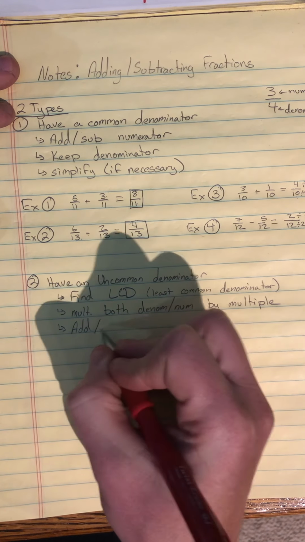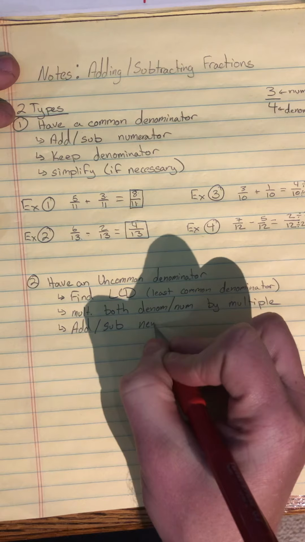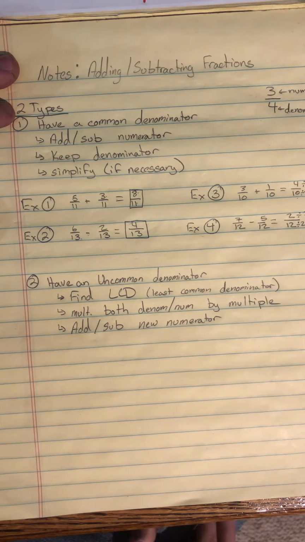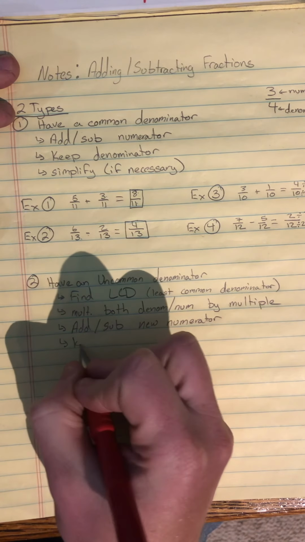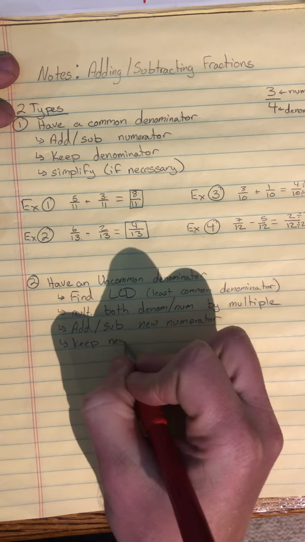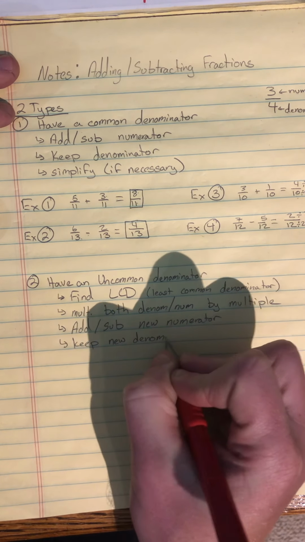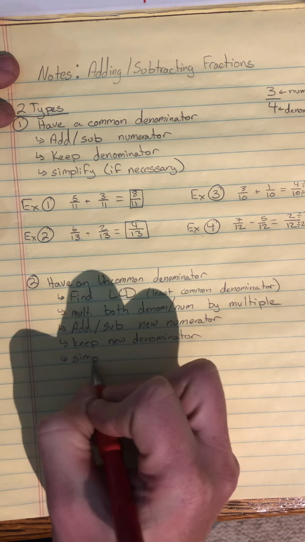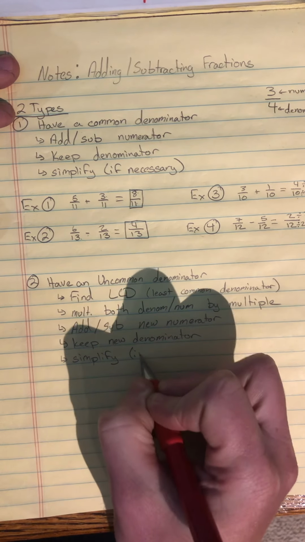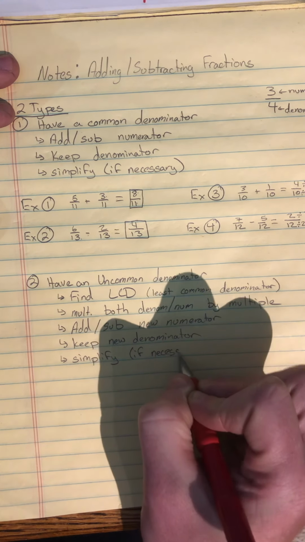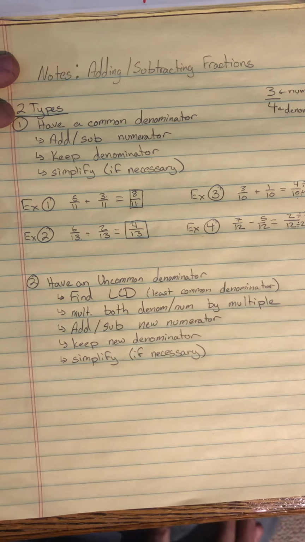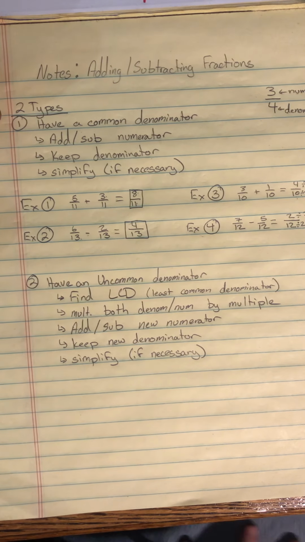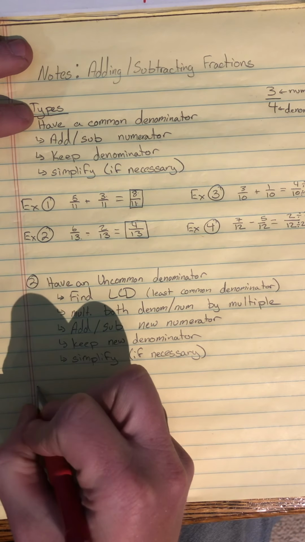Then we are going to add or subtract our new numerator. We keep the new denominator, and then we simplify if necessary. And as you saw with some of our previous examples, sometimes it's not always necessary. There are a handful of times it is. So let's look at some examples.